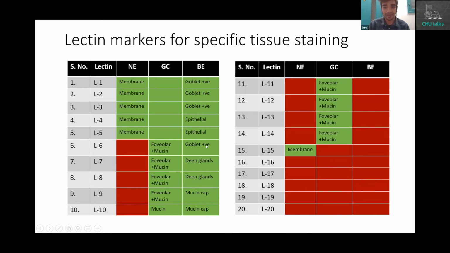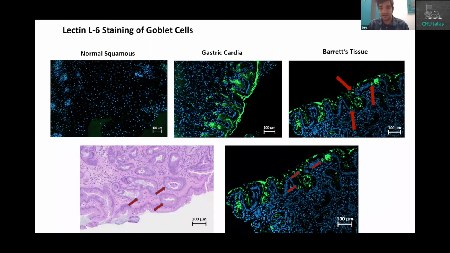And we got one lectin that nicely stained goblet cells, which is exactly what we were hoping for. And also we got some other lectins that stained only normal tissues as well, which could be potentially useful later on. So we got 3 lectins that we could potentially use in a much larger patient cohort. And these are just some of our staining results. This was L6, as I'm calling it, and this is the one that worked best for us.